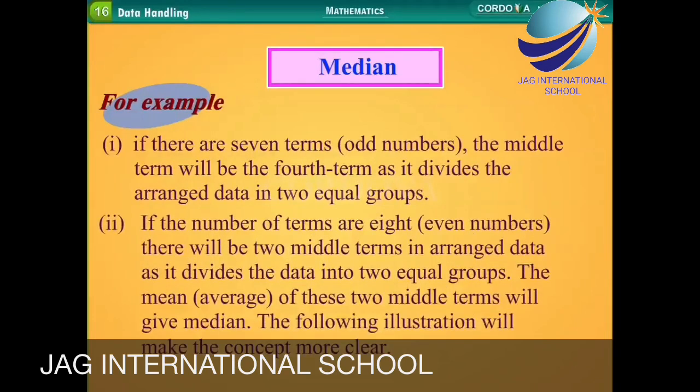If the number of terms is 8, an even number, there will be 2 middle terms in the arranged data as it divides the data into 2 equal groups. The mean average of these 2 middle terms will give the median. The following illustration will make the concept more clear.